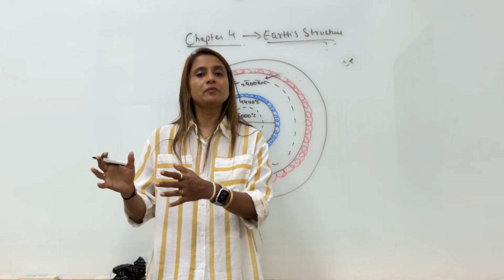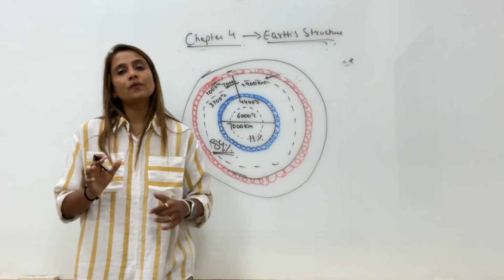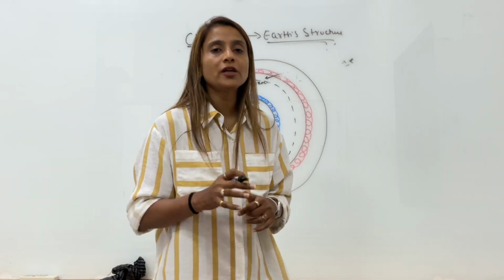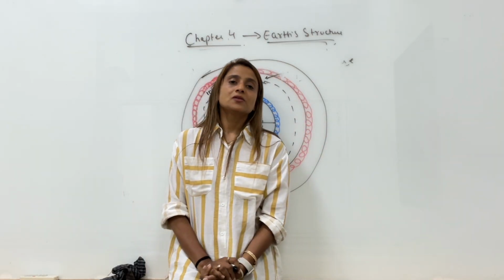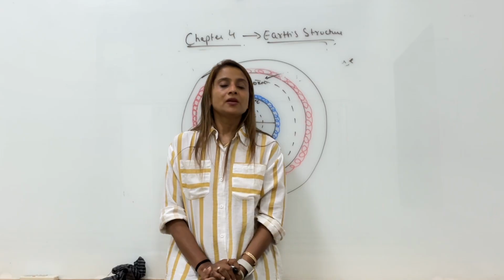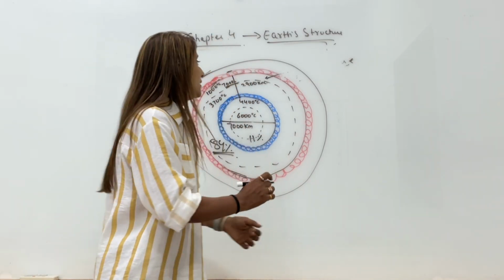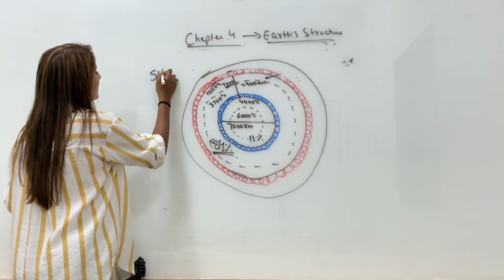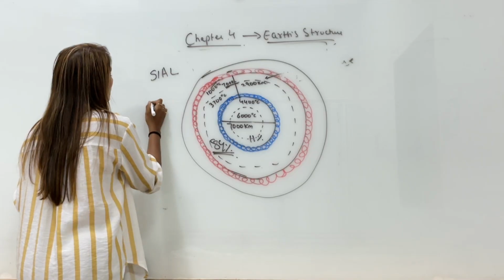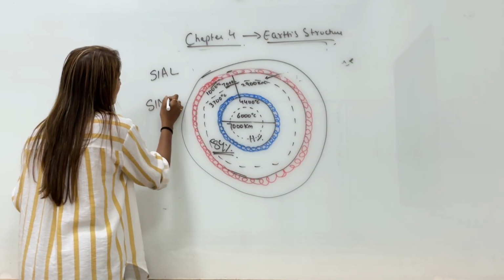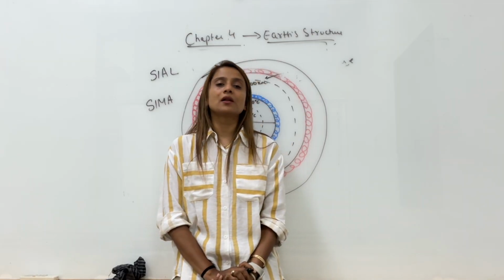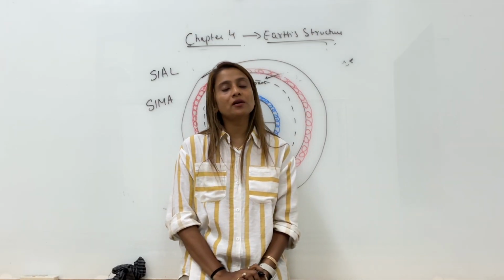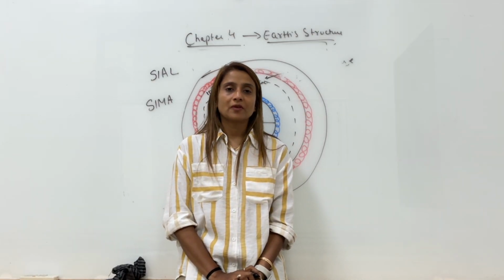Crust is also divided into two parts. We have oceanic crust and we have continental crust. Continental crust is called Sial. Oceanic crust is called Sima.